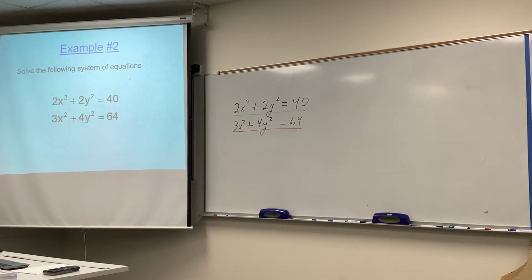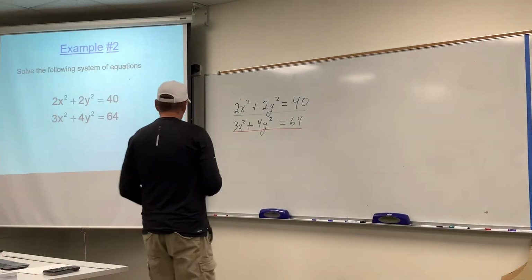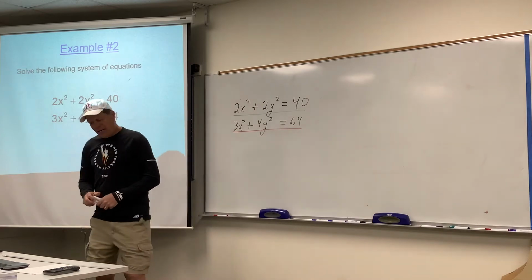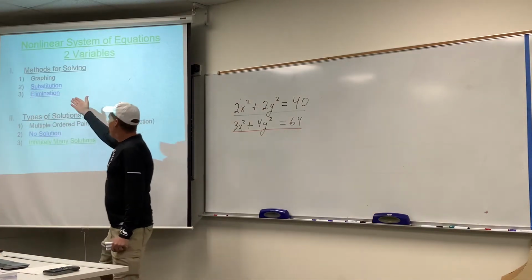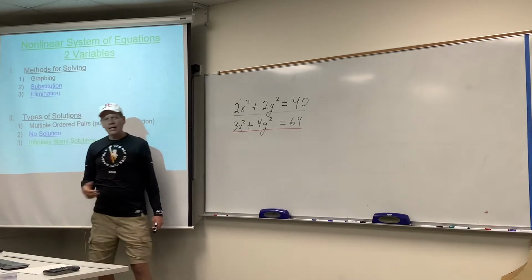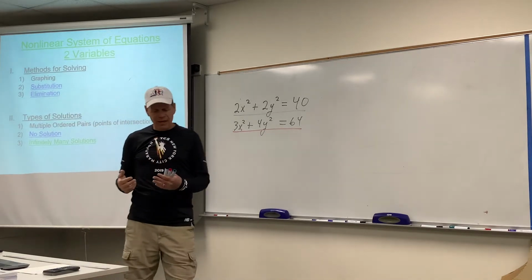Nonlinear systems of equations, example number 2. All right, these aren't lines, right? They've got squared in them. Now, as I mentioned earlier, it's not imperative that you understand the underlying graphs. I always feel, though, that that helps explain why we got these different types of answers.